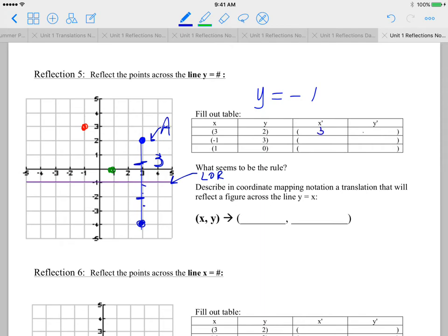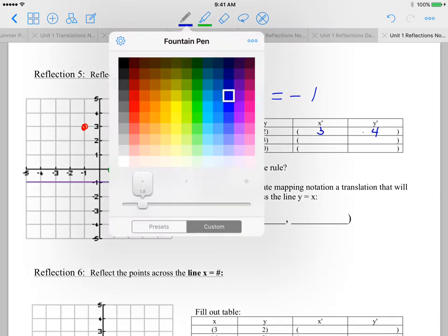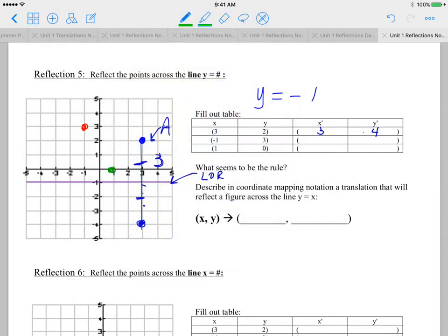We're going to do the same thing for old green boy there. He's easy. He's only got to go down one to the bottom, one to the left. There he is. So I've got 1, -2.